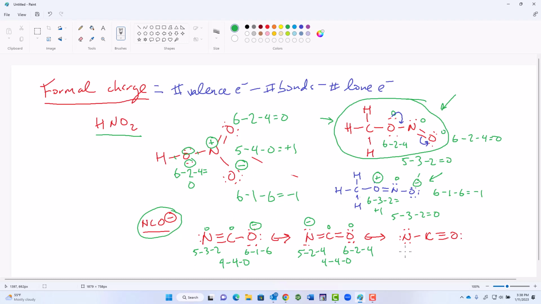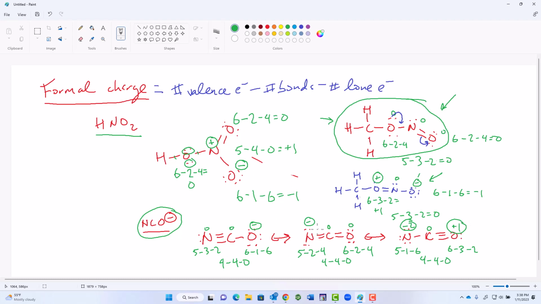For the final structure of this particular polyatomic ion, we could see that nitrogen has a valence of 5. It has 1 bond and it has 6 lone electrons on it. So 5 minus 1 minus 6 is going to be minus 2. Carbon has a valence of 4 minus 4 bonds minus 0 lone electrons gives us 0 as a formal charge. And oxygen finally has a valence of 6 minus 3 bonds minus 2 lone electrons, which will give us a formal charge of plus 1.